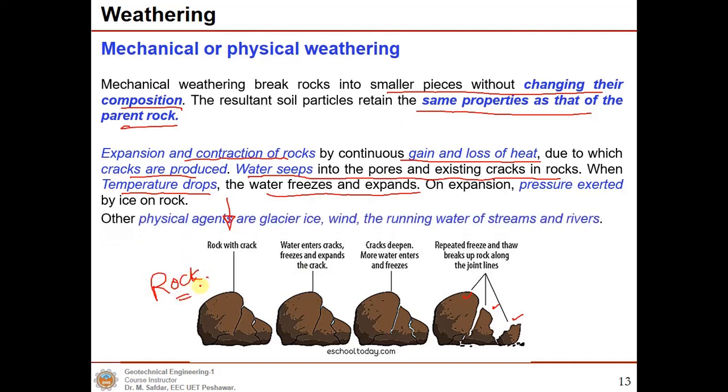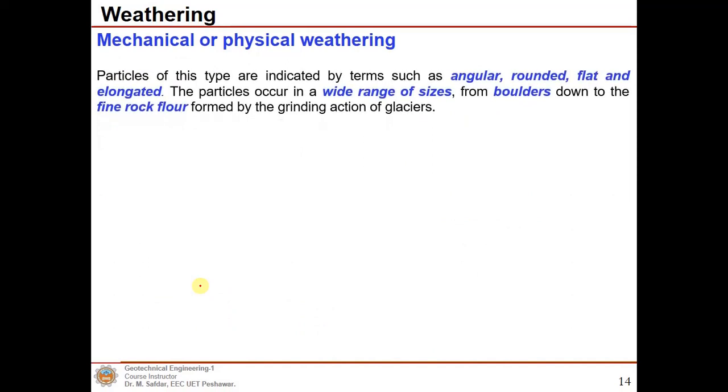Now, other physical agents are glaciers, ice, wind, and the running water of streams and rivers. Particles of this type are indicated by terms such as angular, rounded, flat, and elongated. These particles will have different strength, different compressibility, and different hydraulic conductivity.